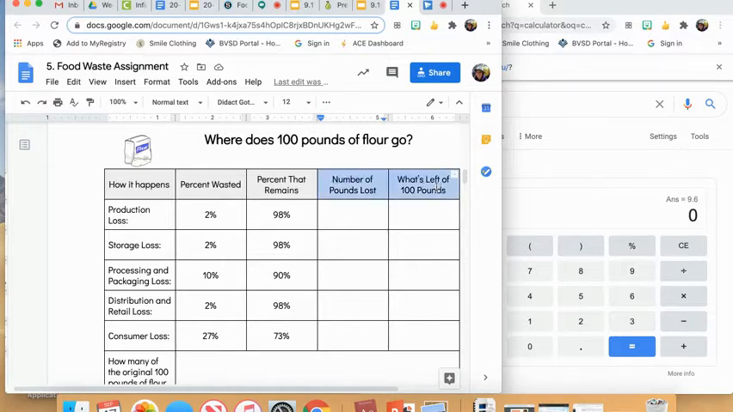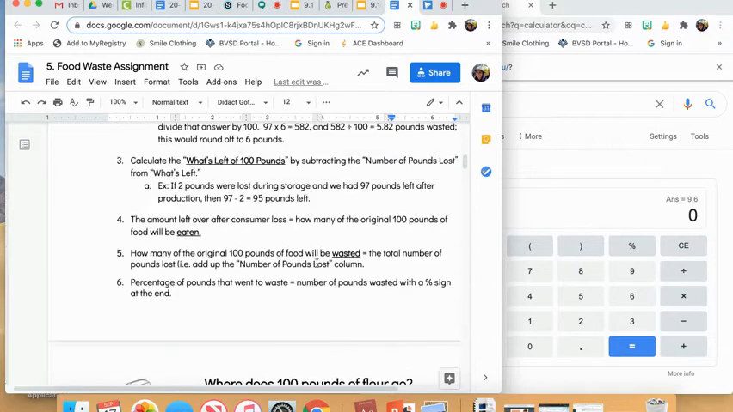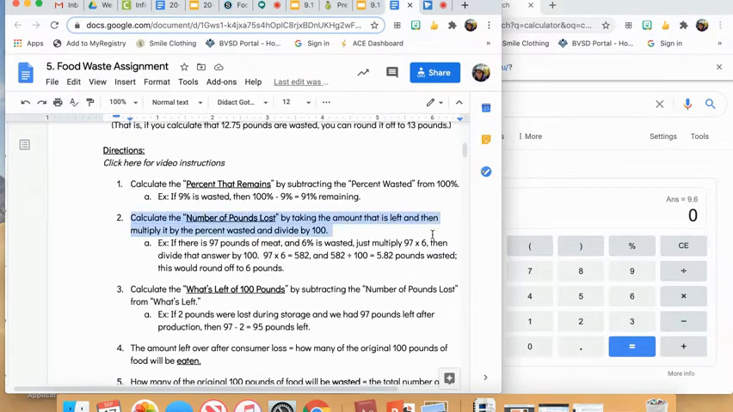Okay, these next two columns you kind of have to do simultaneously, so I'm going to walk you through both at the same time. So step 2 talks about number of pounds lost. You're going to take the amount that is left and multiply it by the percent wasted and divide it by 100. So for example, if there's 97 pounds of meat left and 6% is wasted during that specific stage, then you would multiply 97 times 6, then divide that by 100. So 97 times 6 equals 582, and 582 divided by 100 equals 5.82. And remember, we are rounding to the nearest pound, so that would just be 6 pounds.